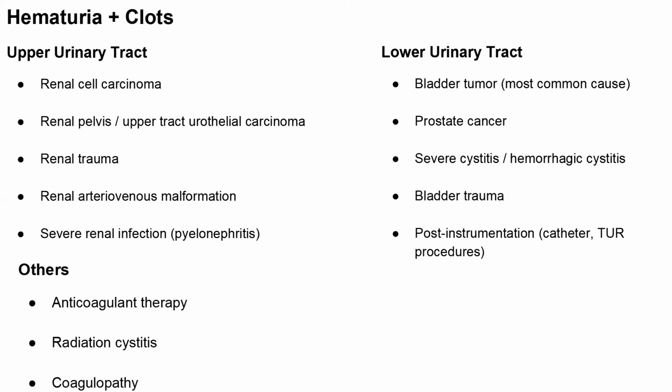Hematuria with clots, it could be upper tract in cases of renal cell carcinoma or UTUC, trauma, AV malformation, or severe infections. Lower tract causes can include bladder tumor, which is the most common cause, prostate cancer, severe cystitis, bladder trauma, or post instrumentation. And it could be other causes like anticoagulant therapy, radiation, or coagulopathy. A hematuria with clots is a bladder tumor unless otherwise specified.